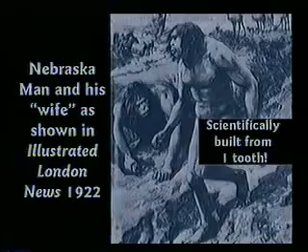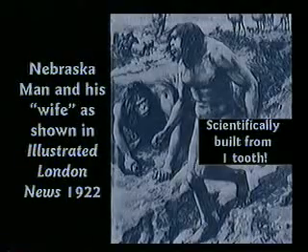Illustrated London News, 1922. Nebraska Man, proof for evolution. During the Scopes monkey trial in 1925 in Dayton, Tennessee, they were going to bring in a bunch of witnesses to give proof for evolution. It turned out the judge said, it doesn't matter what evidence you have for evolution, this is not what's on trial. The only question is, did the teacher break the law?